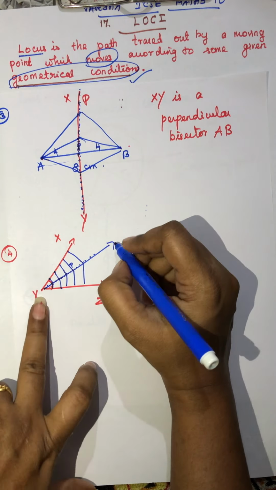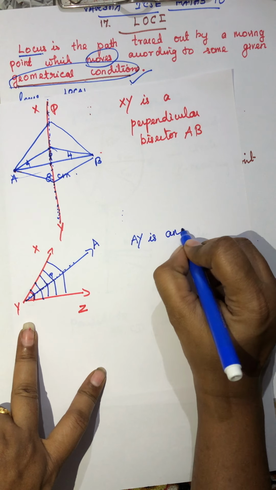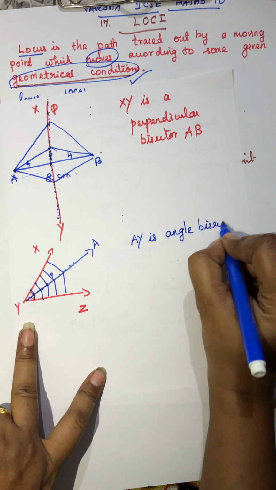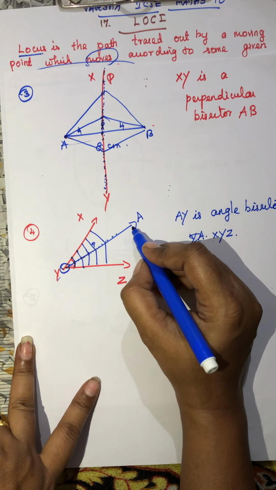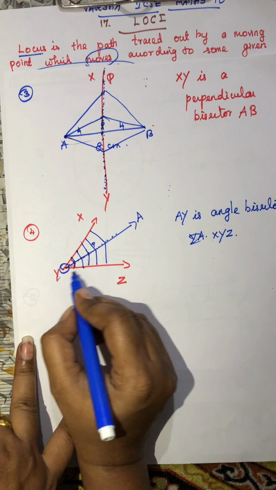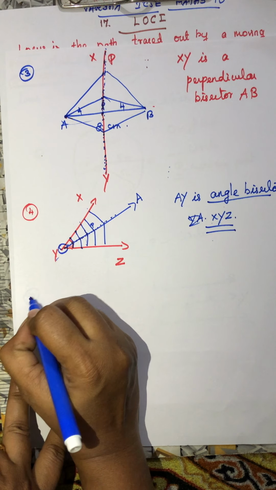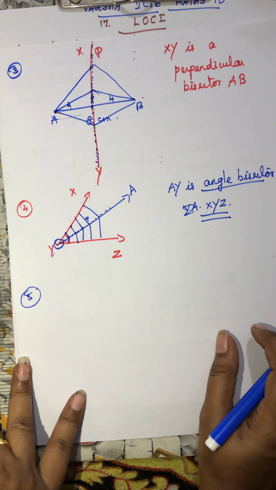So we get the angle bisector. The angle is XYZ, the angle is at Y. After joining the points P, which move under the condition of equal distance from XY and YZ, we get the angle bisector of angle XYZ. Okay, so this is locus. Can you understand what is locus?